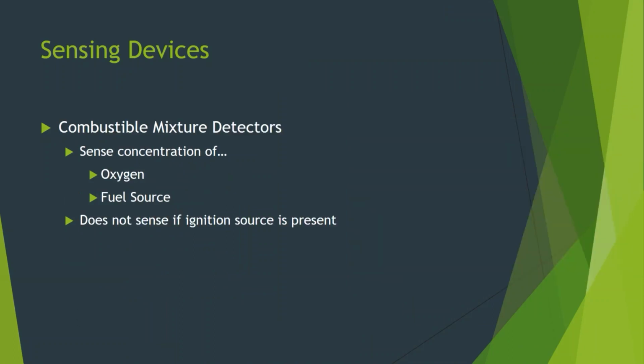And then our combustible mixture sensors mainly are going to sense the concentration of oxygen and then whatever our fuel source is. And it cannot, however, sense if there's an ignition source, right? We need fuel, we need oxygen. Just fuel and oxygen doesn't mean that it's going to cause a fire. It has to be ignited somehow. But these are not going to be able to tell you that. They're just going to say, hey, there's a high potential that if an ignition source comes about, that it can cause a problem.